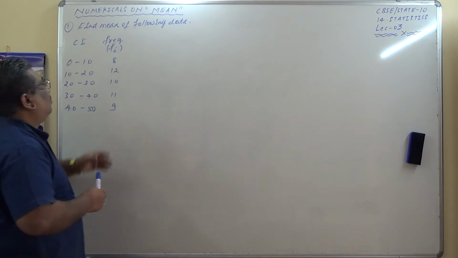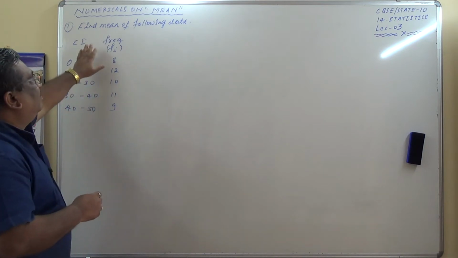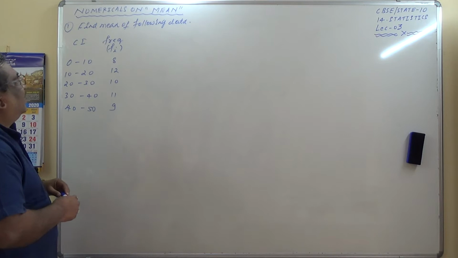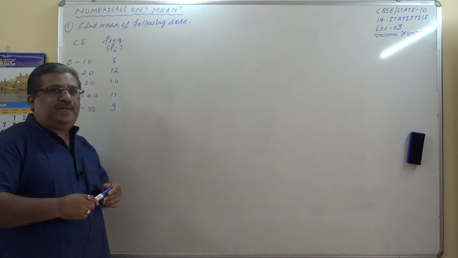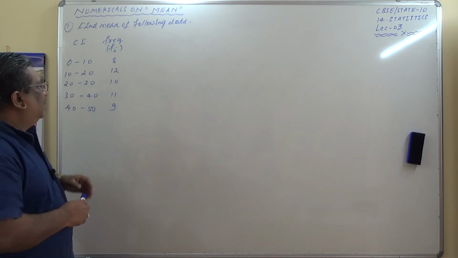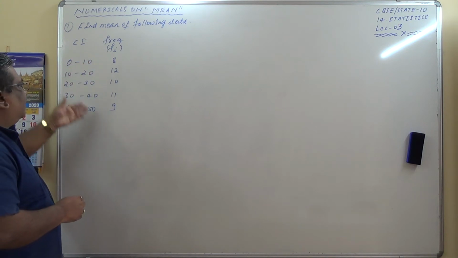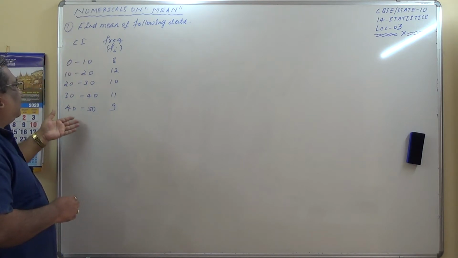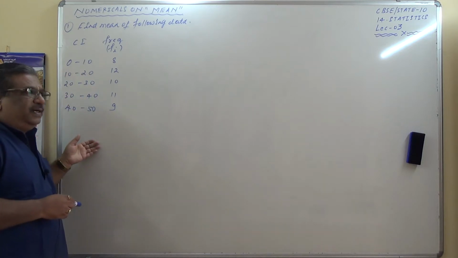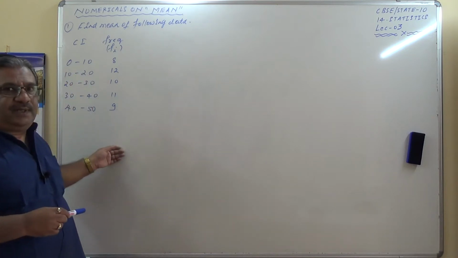So the first sum goes like this: numericals on mean. Find the mean of the following data, class interval and frequency are given. If you are asked which method is suitable, I will say the xi is having smaller values as well as the frequencies. Xi is nothing but the class mark, the midpoint of the class intervals, which is a relatively small number, and the frequency is also relatively small. Hence, given a choice, I would go for the direct method of finding the mean.